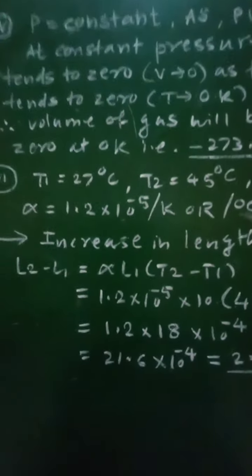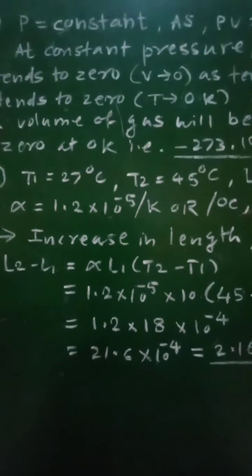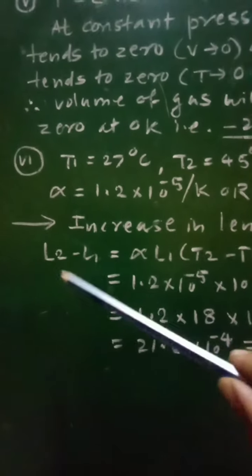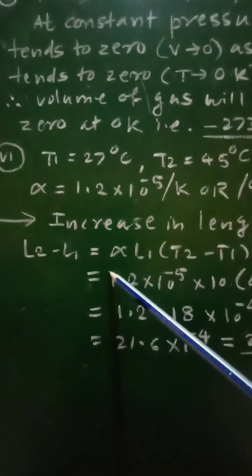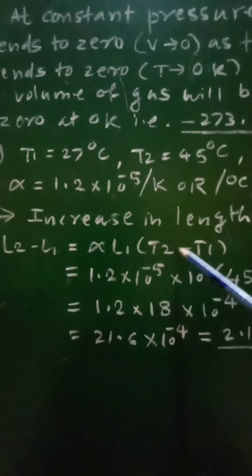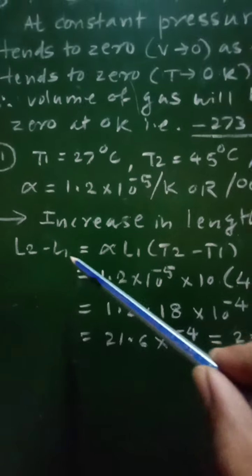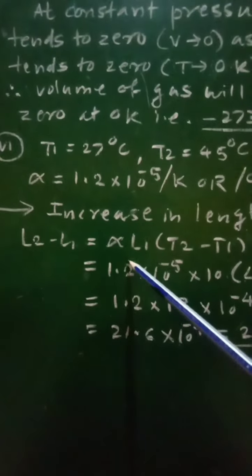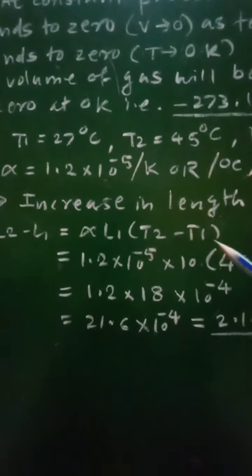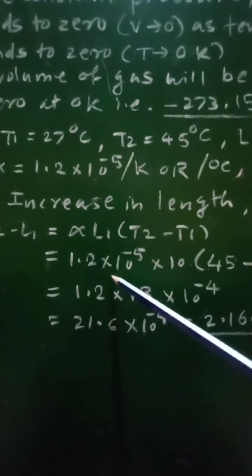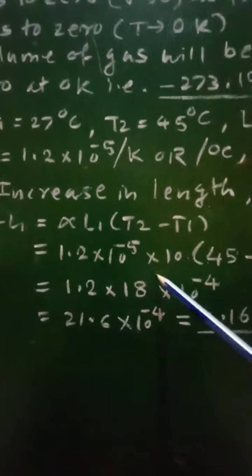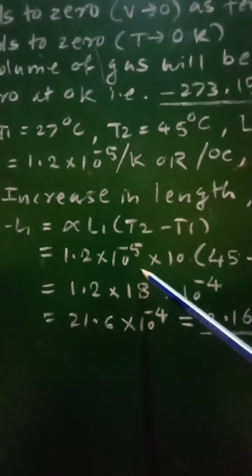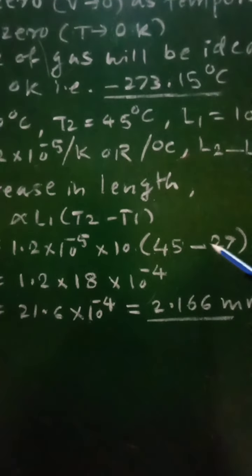And therefore, for that we will use the concept of linear expansion of a solid, that is the increase in length: L2 minus L1 will be equal to alpha L1 into (T2 minus T1), because alpha is (L2 minus L1) upon L1 into (T2 minus T1). Putting the values, we will get 1.2 into 10 raised to minus 5 into 10 into (45 minus 27).